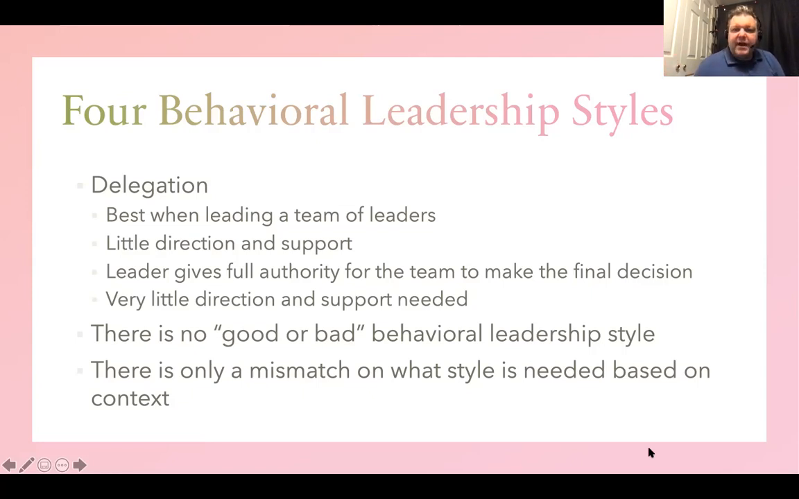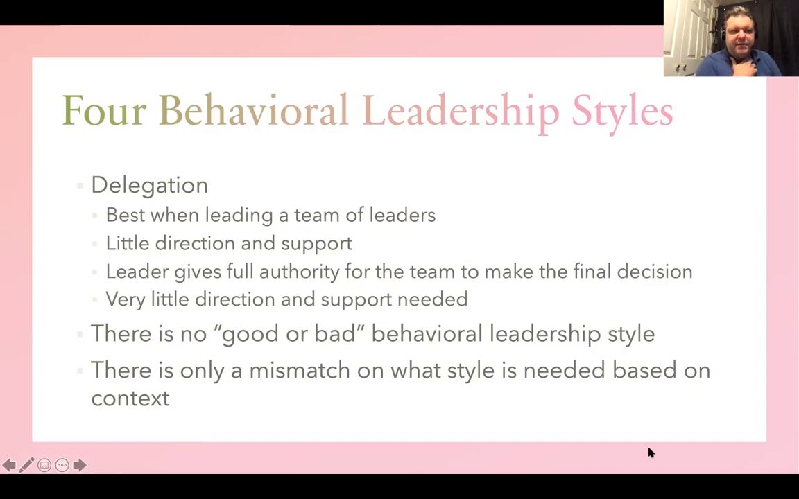Now, here's what you'll find. You prefer one style. You either prefer the salesperson style, or you're a very direct style. You prefer the delegation style. Hey, I want to have everybody here. I want them to develop. You prefer the supportive or participative style. I want to be able to collaborate with everybody and get that feedback. There's only a mismatch on what styles needed between the situation, the context.